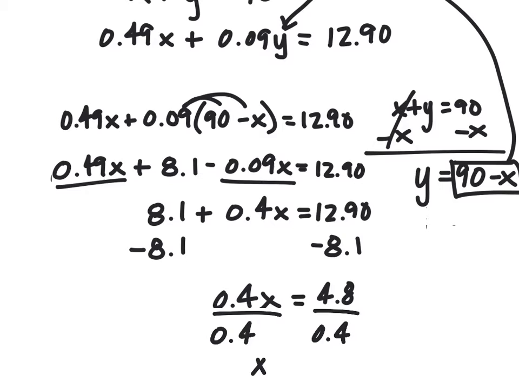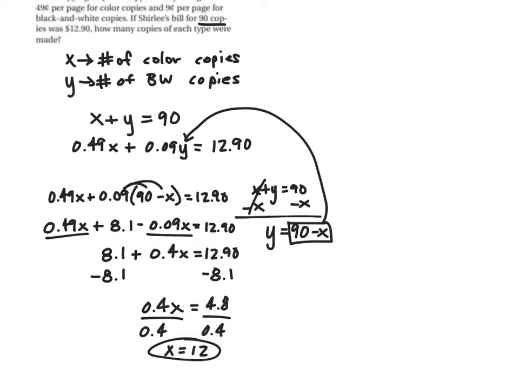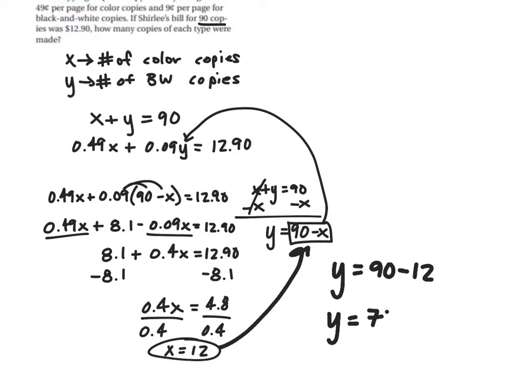And so x is then going to equal 12. Let's think about what this meant. 12 was the number of color copies, so I have 12 color copies. To find out what my y value is, I'm going to substitute this back into here. So y is equal to 90 minus 12, which is going to give us 78.